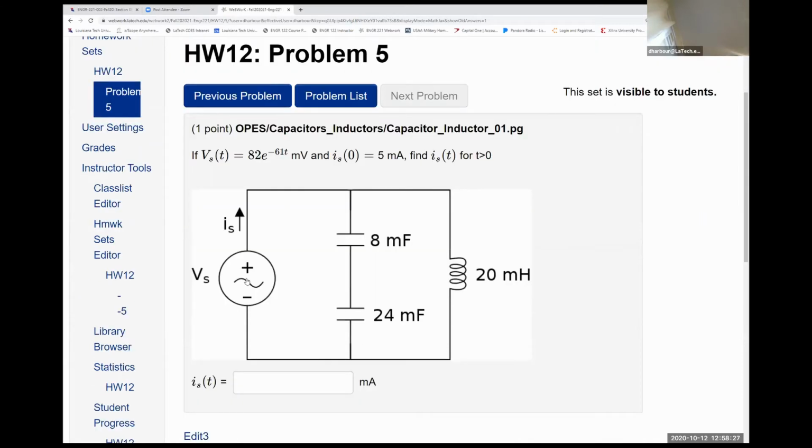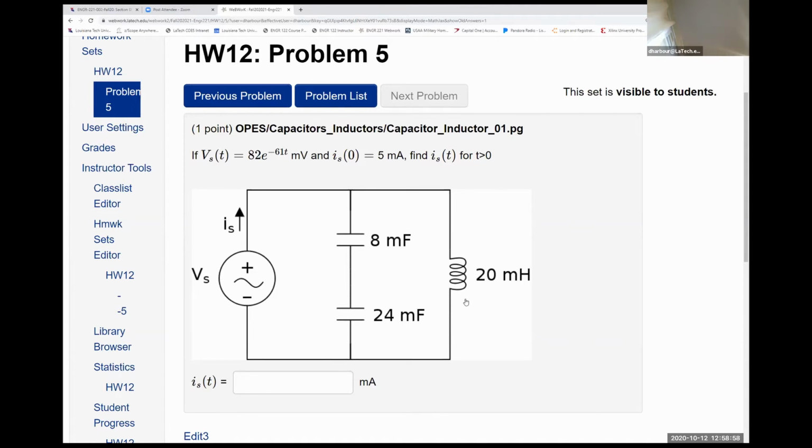We're given this voltage over here, and we have a single node pair circuit. We have some things in parallel here, so things share the same voltage. Clearly, the 20 millihenry inductor shares the same voltage. Neither the 8 millifarad nor the 24 millifarad capacitor shares this voltage, but if we combine them together, then we'd have something that would share this voltage. So that's what we need to do first.